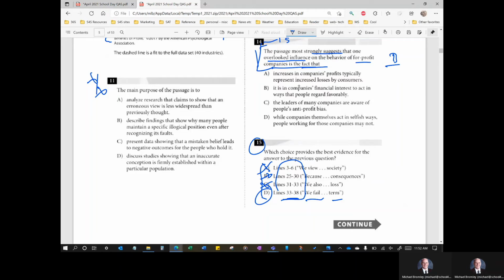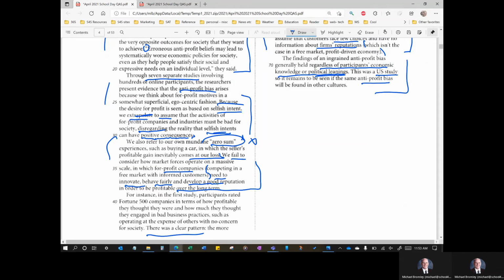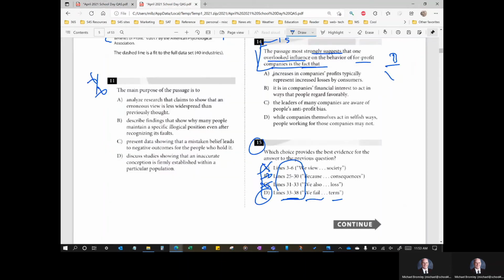Increases in companies' profits typically represent increased losses by consumers. No, it doesn't say that. Remember what this says. It says that we fail to think about how they need to innovate, behave fairly, and have a good reputation. So it's not that. Companies should act in ways that people regard favorably. Yeah, it could be that. Leaders of many companies are aware of people's anti-profit views. No, it doesn't say anything about that. So get rid of C. While companies themselves act in selfish ways, no, it's not about that. So the answer is A. There, I got D and I got B there.